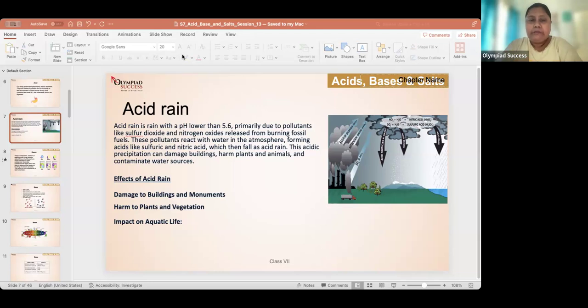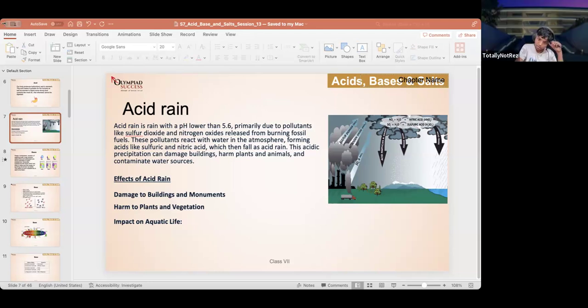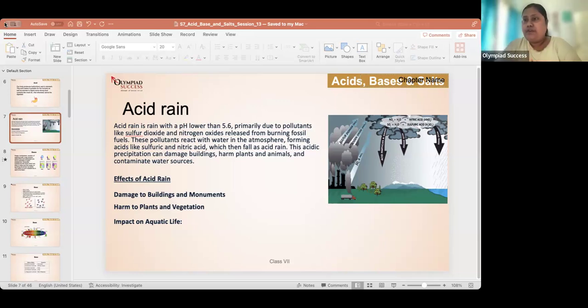What were we discussing? Acid rain. Yes, acid rain. We have talked about two harmful effects of acid rain. First, it is going to change the pH of soil, affecting the vegetation. And when it changes the pH of the water bodies, it affects the marine life.